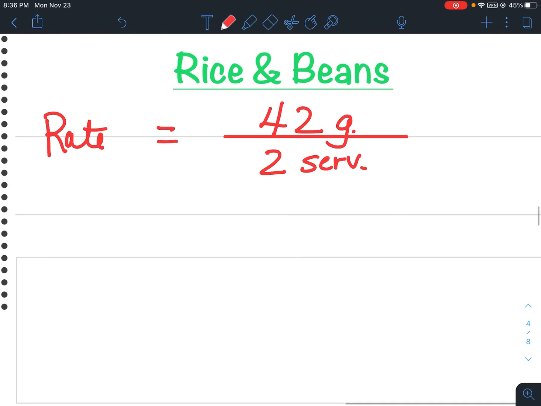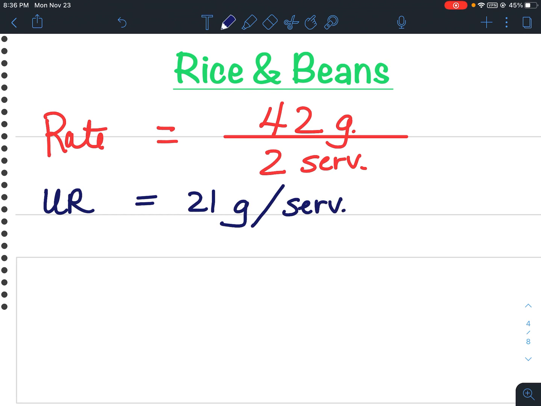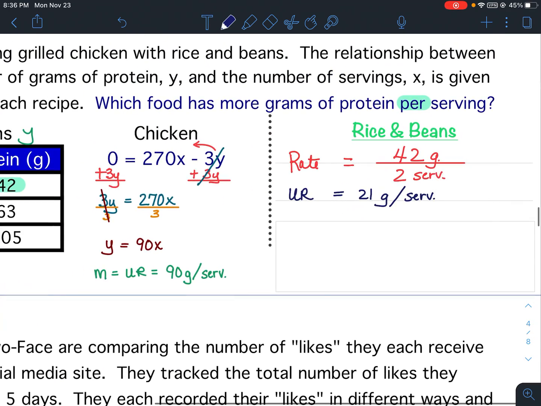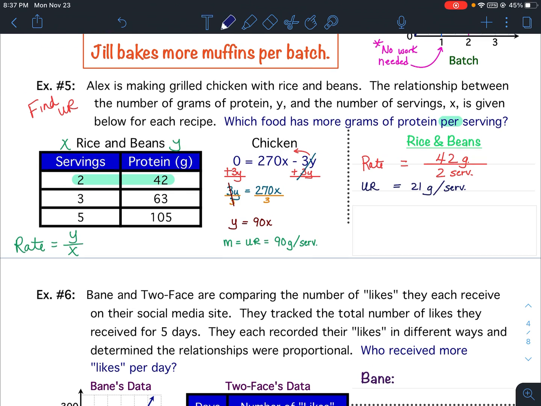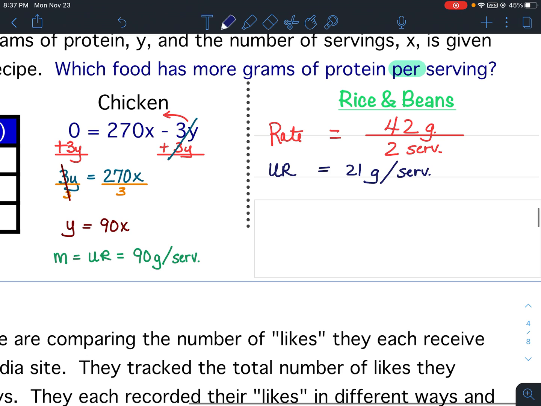So now we divide to find the unit rate. 42 divided by 2 is 21. So that would be 21 grams of protein per serving. So again, I took one of the ordered pairs from over here. I used the 2 and the 42. It's Y over X, so I put the 42 over the 2 and divide that out to get 21 grams per serving. So, which type of food has more grams of protein per serving?